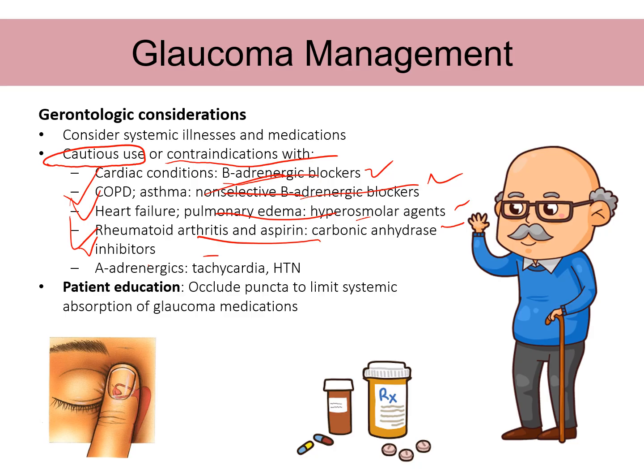Patient education, occlude the puncta to limit systemic absorption of glaucoma medication. So the puncta is right here in the corner of our eye. Okay, right here. If you look in the mirror and you pull down your bottom lid, you can see the little drainage channel there. So the idea is you instill the eye drops, they close their eyes, and then gently put a clean finger right over the puncta for 30 seconds to a minute, and that is good enough, okay? That will prevent that medication from being absorbed systemically into the body.